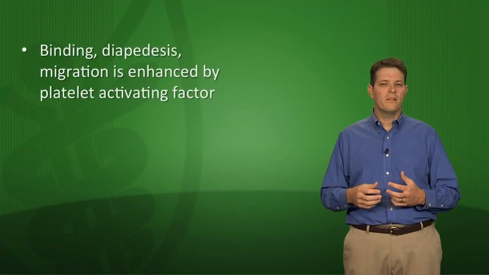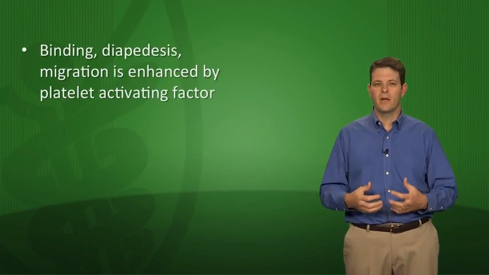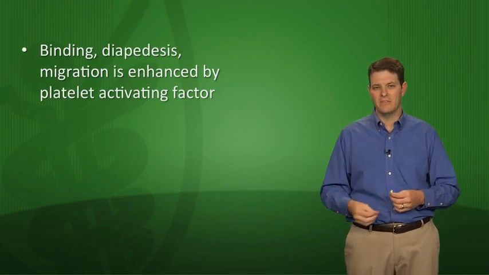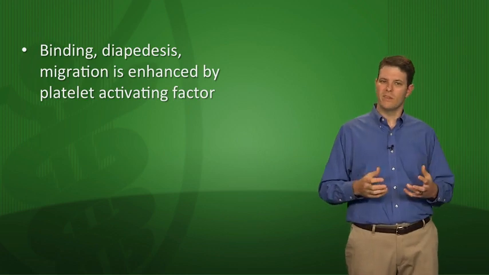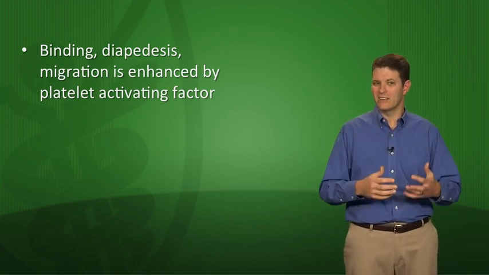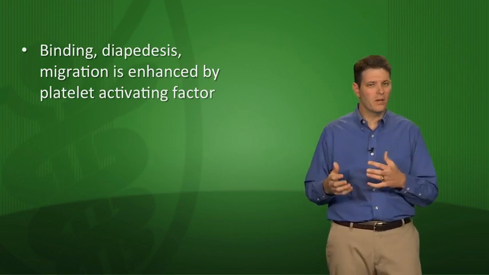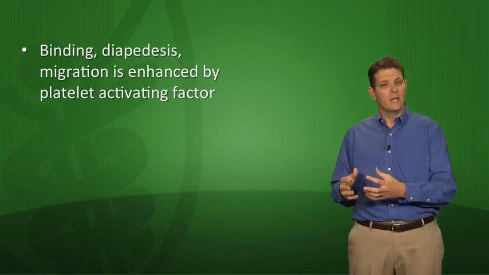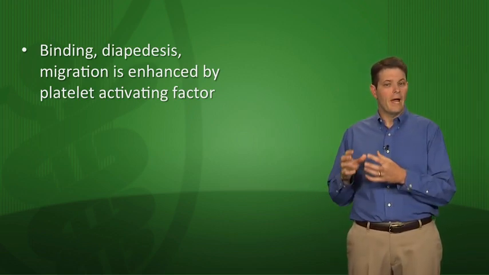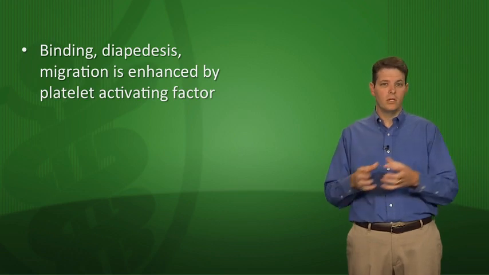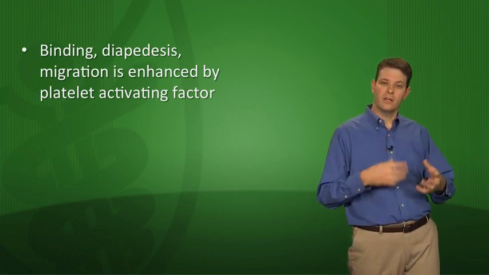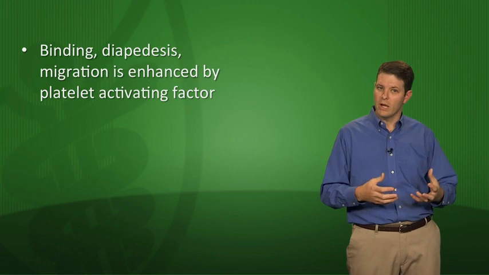You should also make note of a couple of other points here. This process of binding and diapedesis and migration is enhanced by platelet activating factor. Maybe it seems weird that platelet activating factor would enhance leukocyte extravasation, but it also kind of makes some sense. If you have a vascular injury, an endothelial injury, you're going to want to activate platelets to stop any bleeding, but you also need to recruit leukocytes to help get a little inflammation going and patch up the injury, right? Because again, that's the point of inflammation, to heal the injury or the insult.